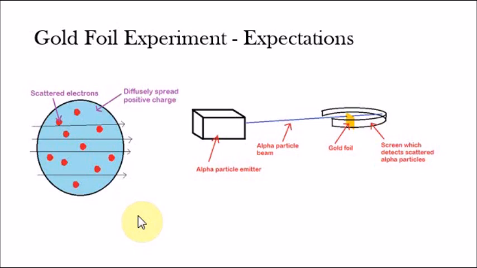Okay? So he reasoned that, and he made a little setup like this. He has the alpha particle emitter, which is the thing that shoots out the alpha particles. He has a beam, and he has a gold foil in the center, and he has a screen which detects the alpha particles. So he reasoned that they'll probably just go straight through the gold foil like this, okay?